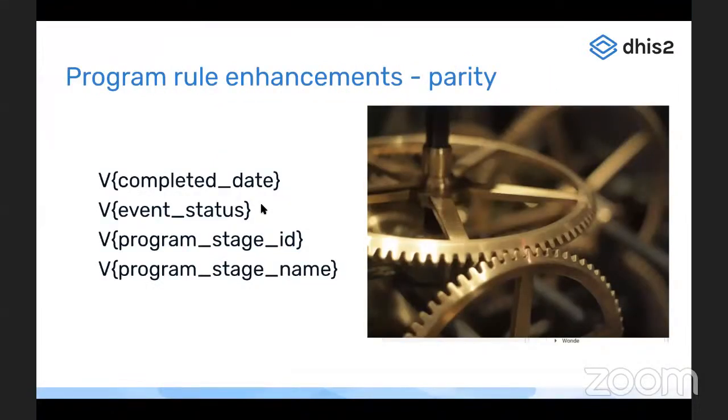Then a few issues that are not going to be demoed, but that the users mentioned. We have now completed program rule engine parity and added support for some variables that were not supported so far. They are listed here, and we are now supporting the same variables everywhere.